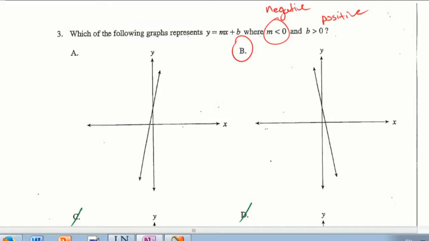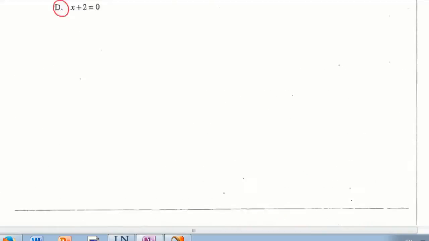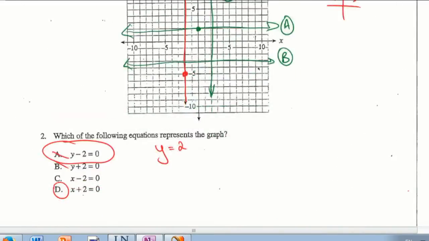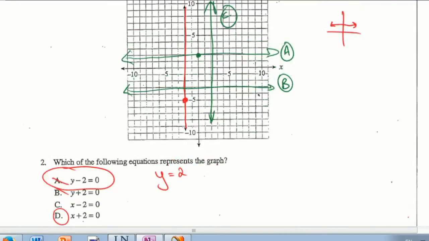What would C look like? From up above, Taylor, number two? C would be a vertical line at x equals positive 2. That answers your question, hopefully.